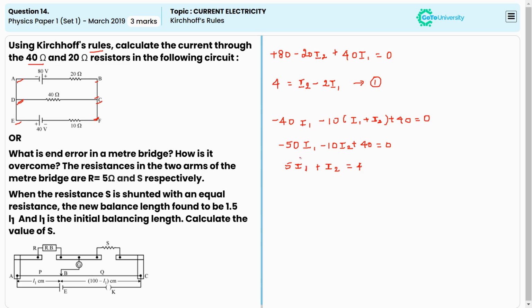Then finding the values of I1 and I2 by solving equation number 1 and 2, we get I1 is equal to 0 and I2 equals 4. The unit is in amperes.